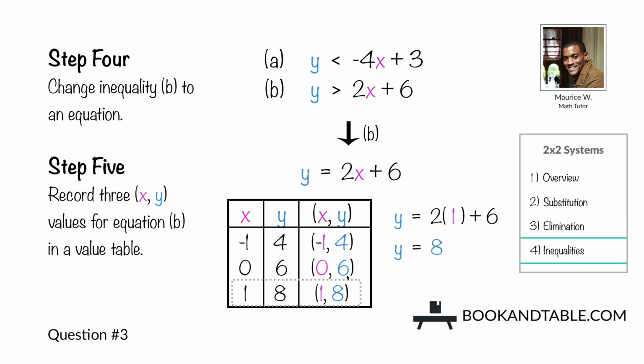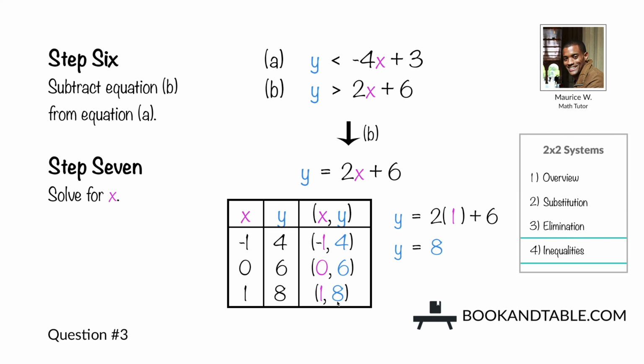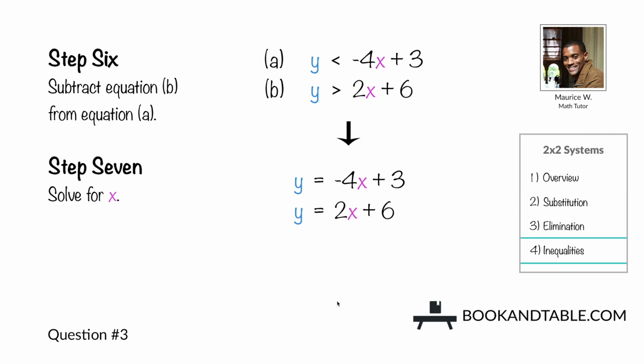And now for our third point, we plug in x is positive 1, showing us y is equal to 2 times 1, which is 2, plus 6 would give us y is equal to 8. So when x is 1, y is equal to 8. And now we have a value table for both A and B. So now we want to find the vertex where these two lines cross. So we write the equations for both A and B.